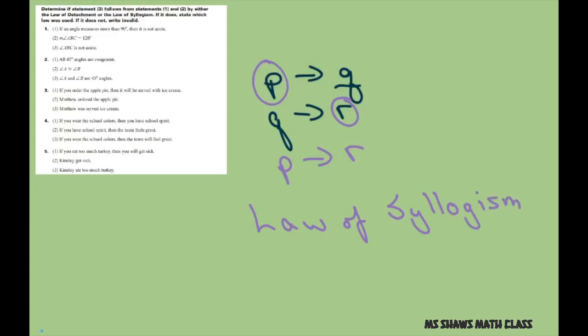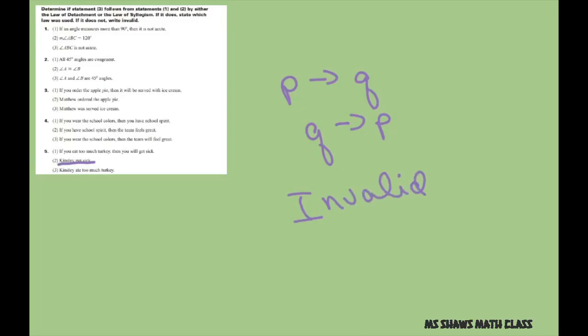All right, number 5: if you eat too much turkey, then you will get sick. Now what this is saying is Kinsley got sick, so it's saying Q, and then it's going back to P. So this argument is invalid. It's not either one. He got sick, but it didn't mean he ate too much turkey. It didn't follow those 2 laws.